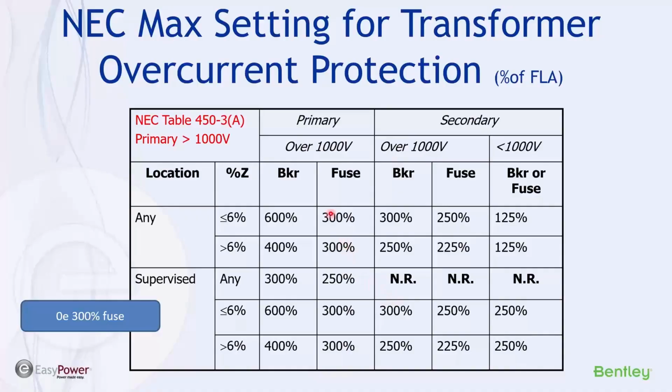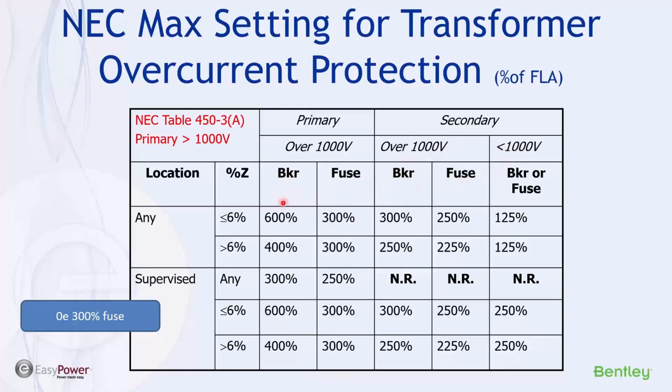Now, in the National Electrical Code, Table 450-3 shows the max settings for transformer overcurrent protection as a percentage of full load current. Based upon the location, whether it's any location or supervised, we have systems primarily that are monitored and operated by qualified personnel. That's considered a supervised installation. And we have the ability to look at primary voltages over 1,000 volts and secondary voltages over and under 1,000.